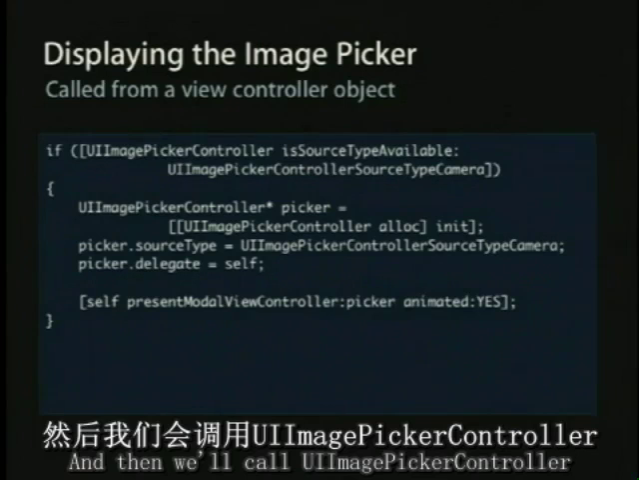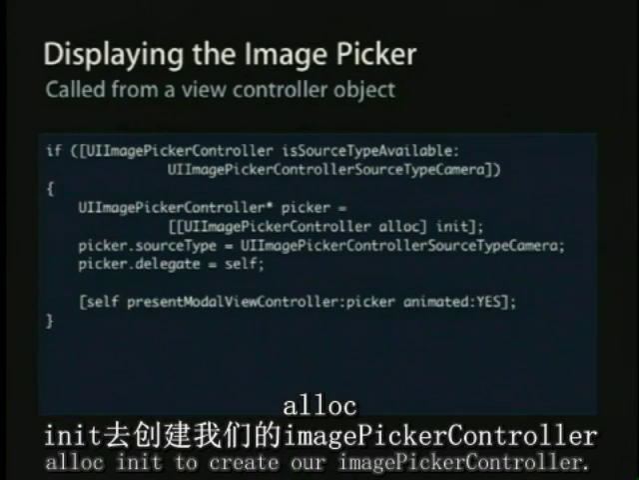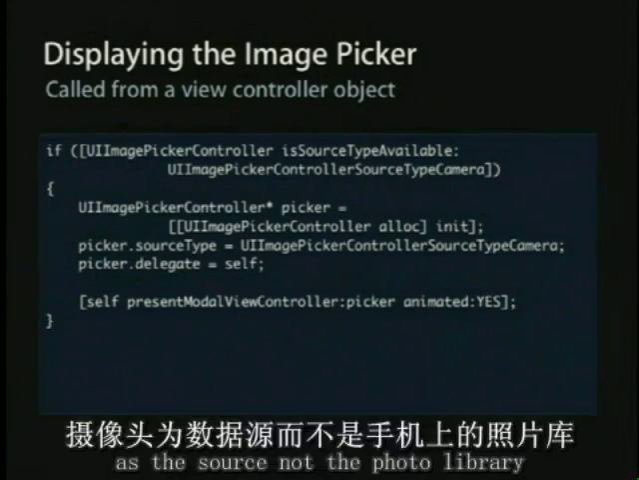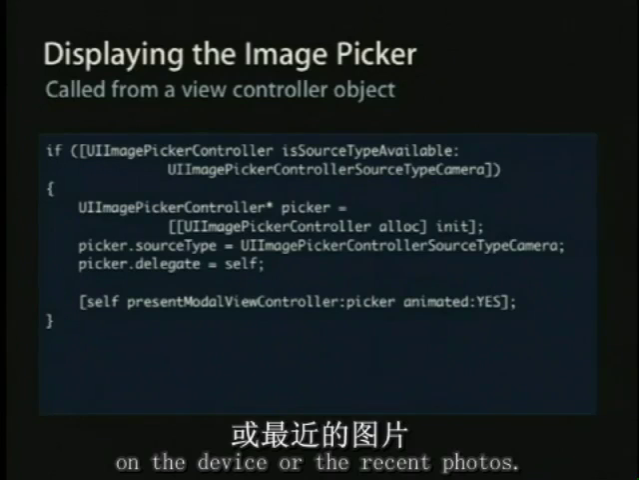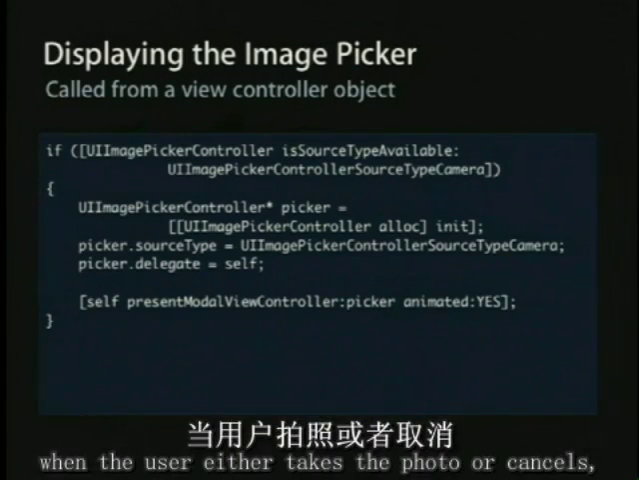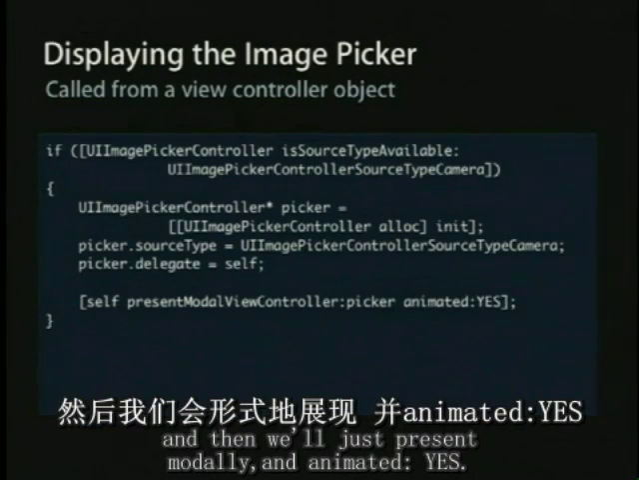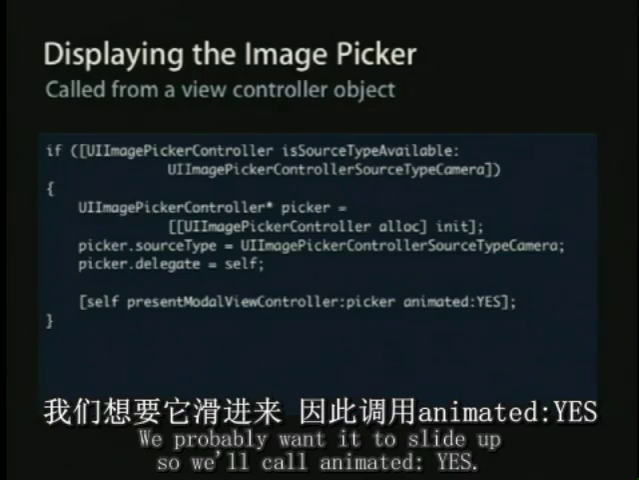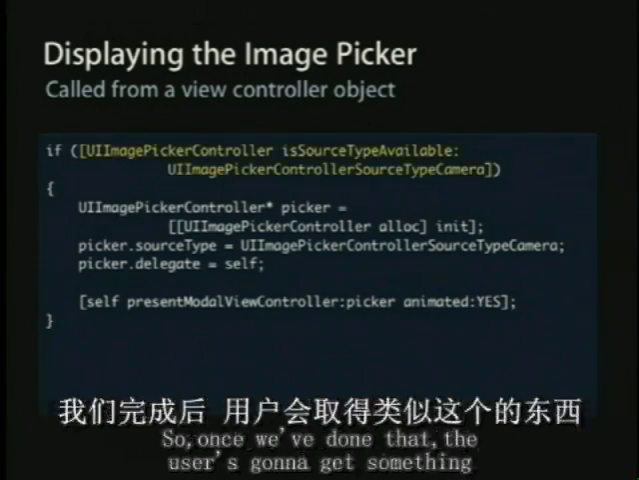And then we'll call UIImagePickerController alloc init to create our image picker controller. Set the source type to camera, since we want a camera as the source, not the photo library on the device or the recent photos. And we'll set ourselves as the delegate so that we get the callbacks when the user either takes the photo or cancels. And then we'll just present modally, and animated yes, you've seen this pattern a lot. We probably want it to slide up, so we'll say animated yes.